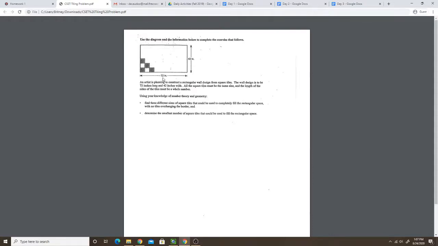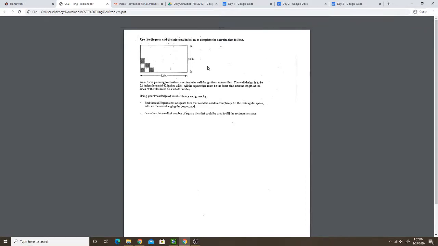But notice that 7 doesn't go into 72. And since it's a square tile, if it's 7 inches on one side, then it's 7 inches on the other side. And since 7 doesn't go into 72, that means that it's not going to fill in the entire rectangle evenly. You're going to have some overhang over on this edge. So a 7-inch tile won't work.